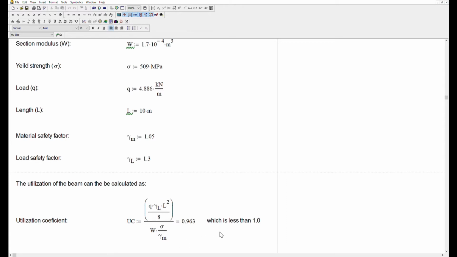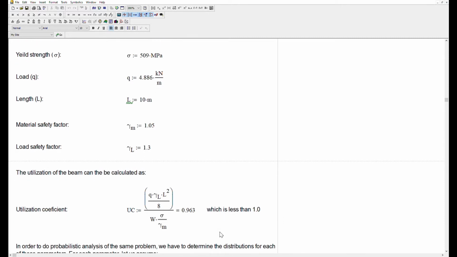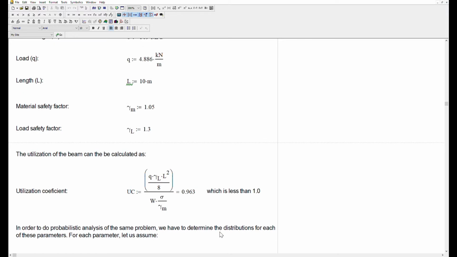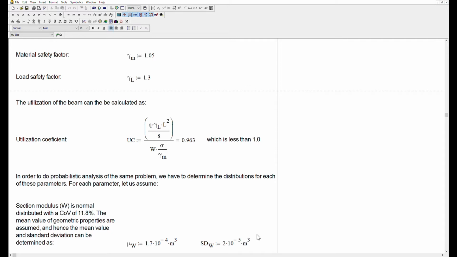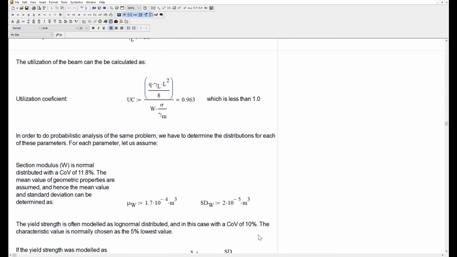To do the further probabilistic analysis, we have to determine the distribution for each of these parameters. We can assume section modulus is normal distributed with a COV of 11.8% in this case. Normally the geometric properties are chosen to be according to the mean value, and the standard deviation is 11.8% of this. The yield strength is normally modeled as log normal with a COV in the range of 5 to 10%. Here we have chosen 10%. The characteristic value that is given in standards is normally chosen as the 5% lowest value.